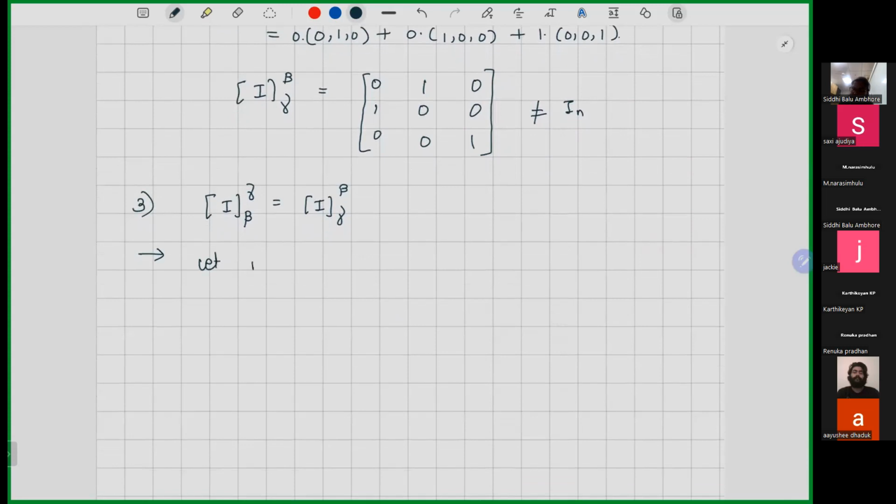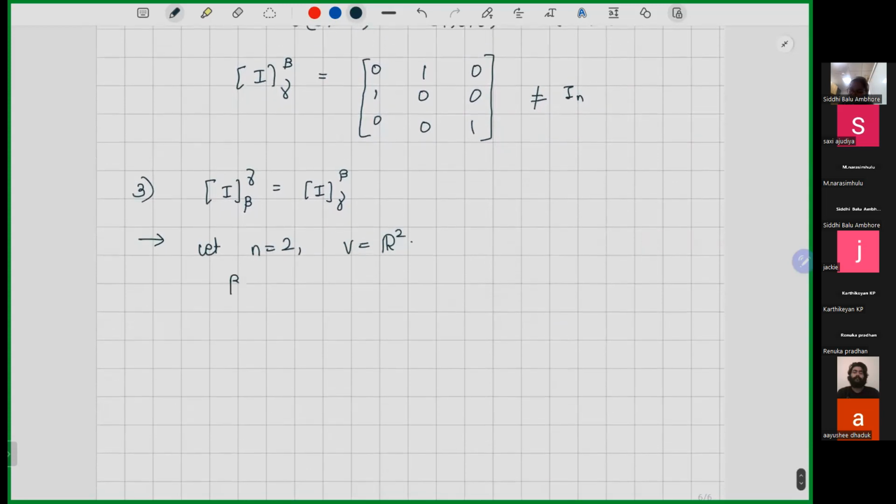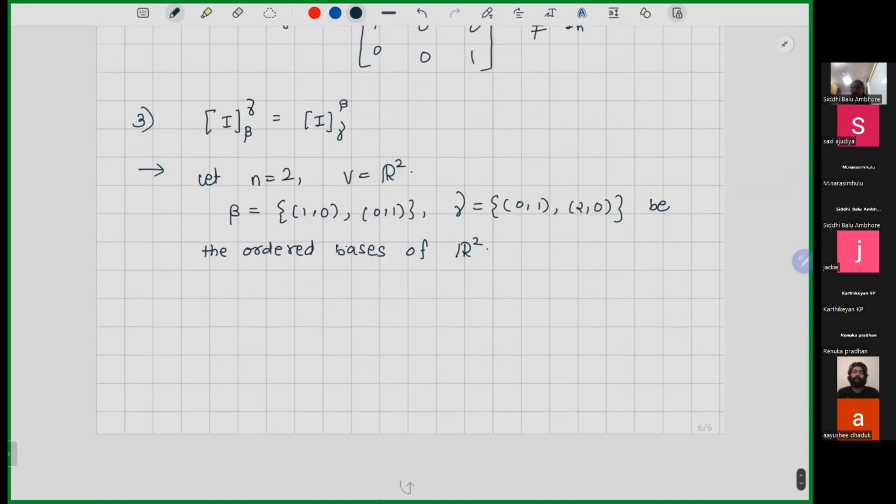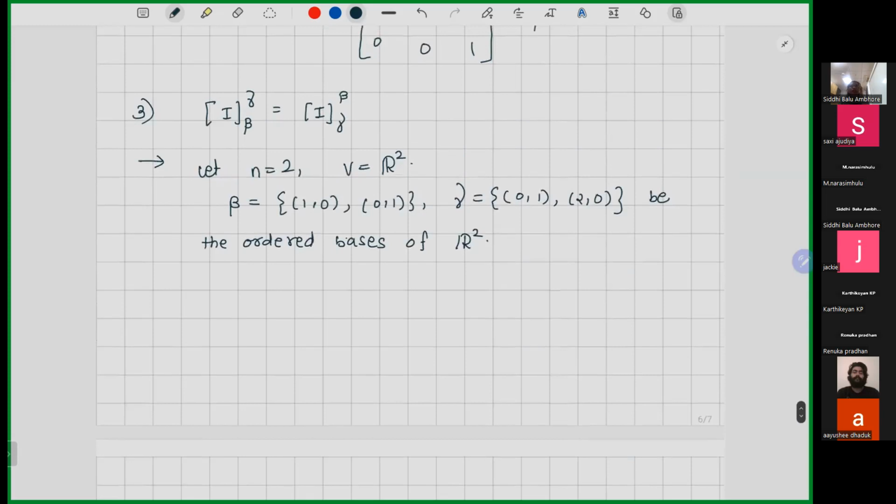So let n be 2 and V be R2, and consider this beta. Beta is (1, 0) and (0, 1), and gamma is (0, 1) and (2, 0). This is an ordered basis of R2. And now we have to see this for the identity linear transformation.